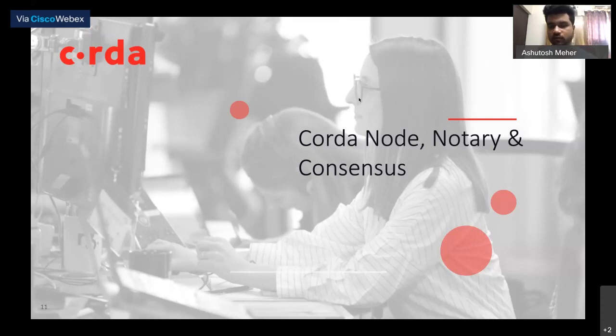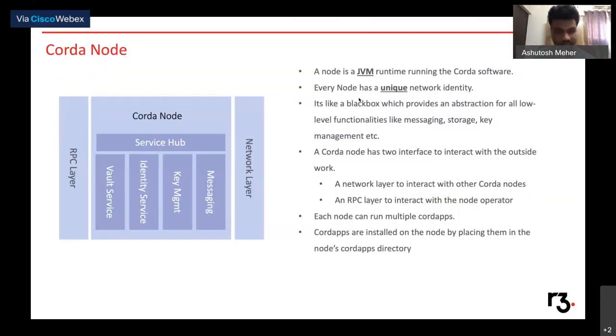So the next section is where we will talk a little bit about the Corda node, the notary, and the consensus, and how it works in Corda, right? So what exactly is a Corda node? It is the entire thing. This is the real deal here. A Corda node is a JVM runtime, which runs on the JVM environment, and each node has a unique identity. This is what I talked about, the strong identity, right?